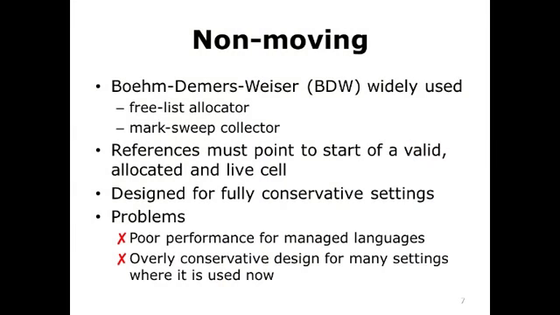So now we'll just have a look at the state of the prior work. This is the non-moving conservative collector. In a non-moving conservative collector, we pin everything, so nothing gets moved. The most widely used is the BDW. It is a free list allocator and uses a mark-sweep collector. The references must point to the start of a valid, allocated, and live cell. In this way, we can filter out everything that is not a valid reference. And this was originally implemented for a setting which is fully conservative.